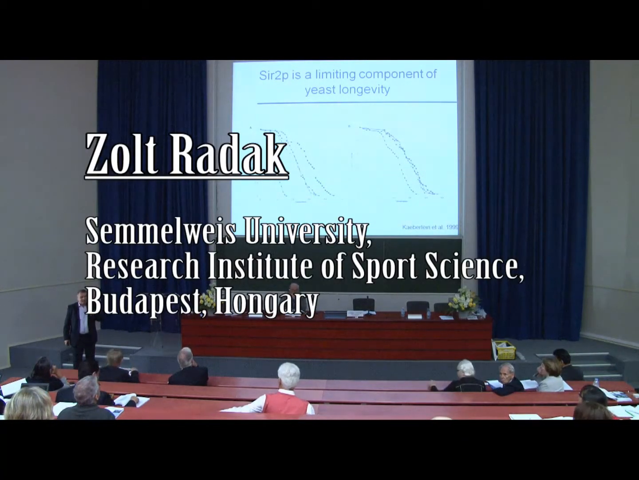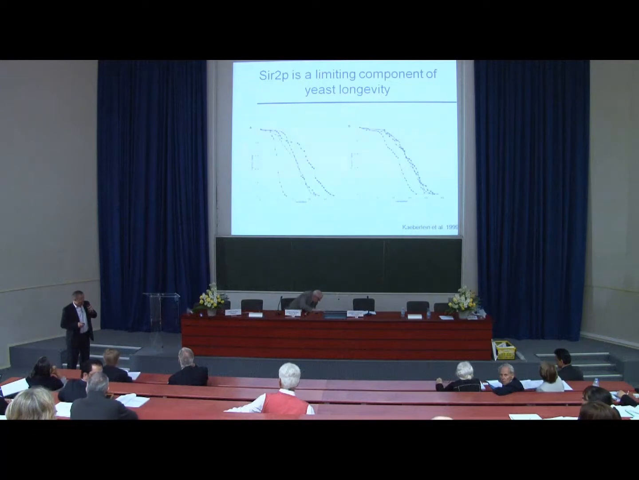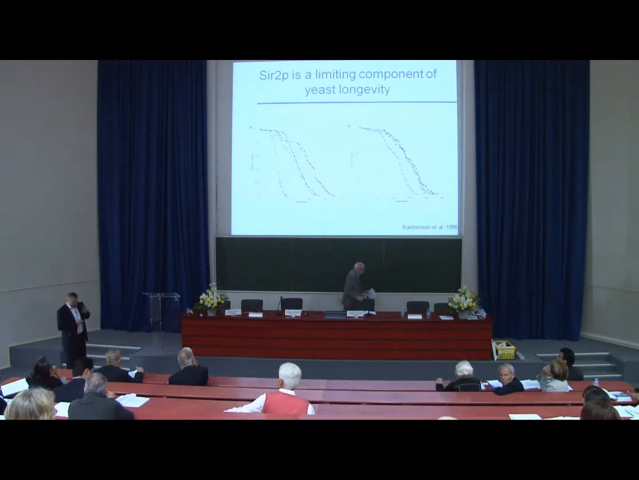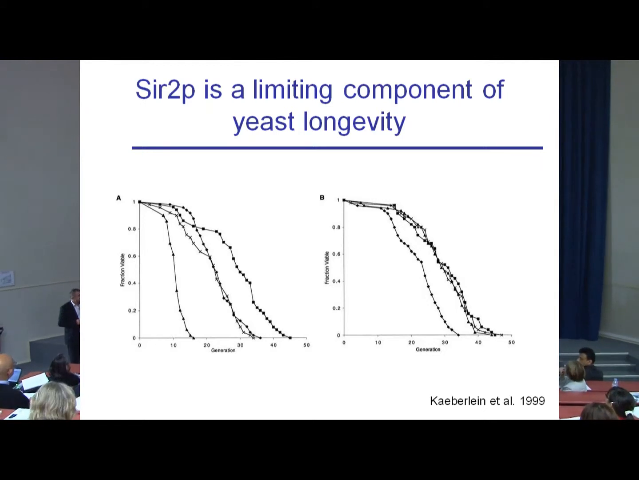Because one of my topics today is sirtuins, I cannot avoid talking about caloric restriction, although I am not a specialist on the subject of caloric restriction. One of the first studies on sirtuins suggested that if yeast were subjected to caloric restriction, there is an overexpression of the SIR2 gene, which encodes a protein. When they ablated the gene, they found a decreased lifespan. When they overexpressed this gene, they showed increased lifespan. Therefore, they suggested that at least in this system, SIR2 protein is a limiting component of longevity.